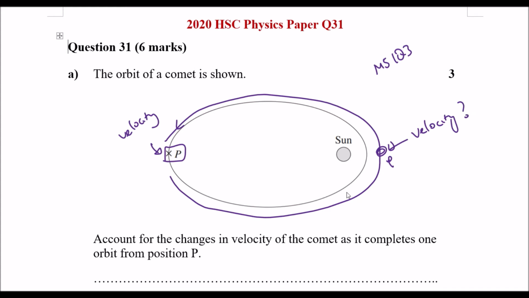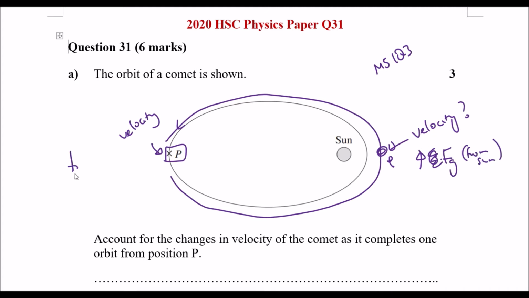What we can expect is as P is in this position here, the gravitational force exerted by the sun is quite high. So the gravitational force from the sun is quite high in comparison to the gravitational force here, which has a significant decrease. Okay, so that's one of the things we can look at here.